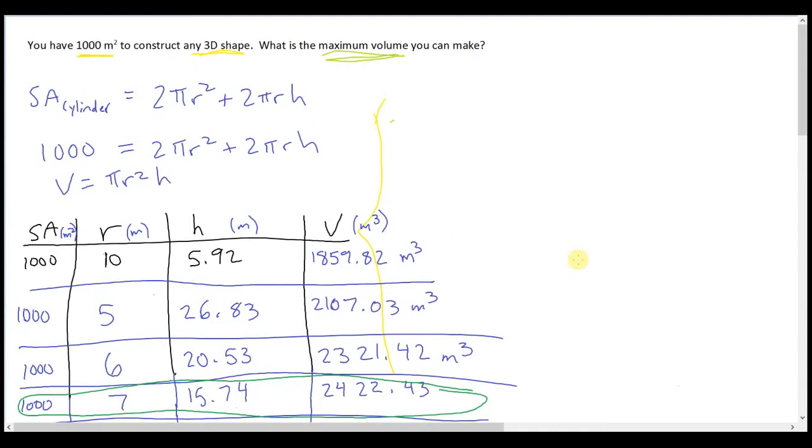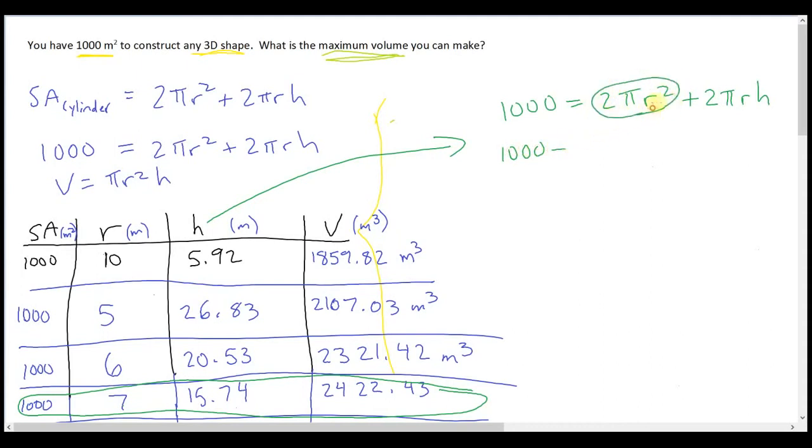So notice that we were picking the radius and then figuring out the height. Every time we did this, we had 1,000 equals 2 pi r squared plus 2 pi r h. We would know what r was, and we would bring it over to the side with the 1,000 and solve for h. So in general, we subtract this term from both sides to move it over: 1,000 minus 2 pi r squared equals 2 pi r h.